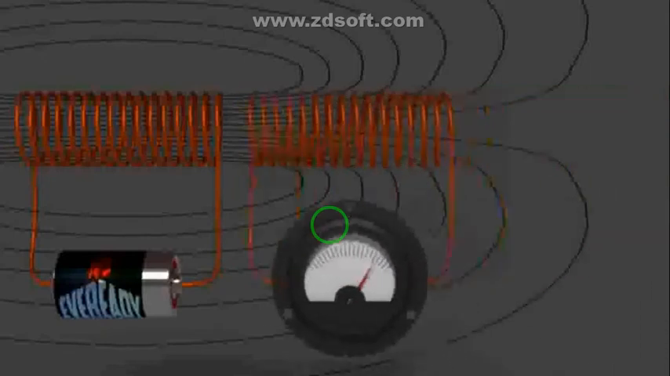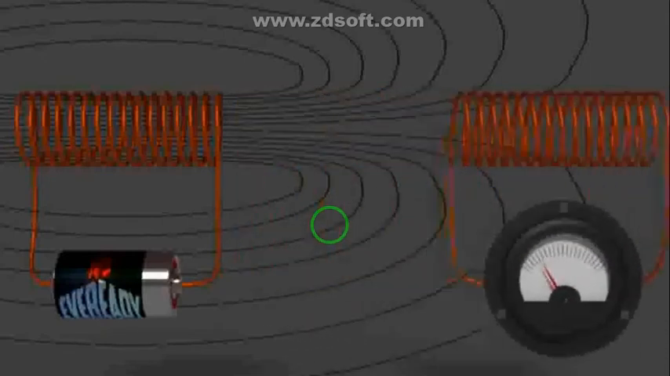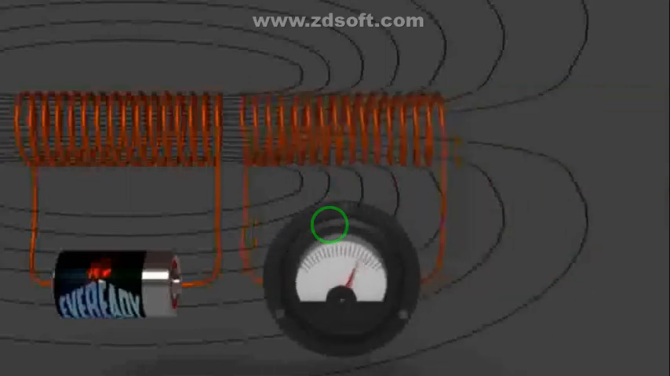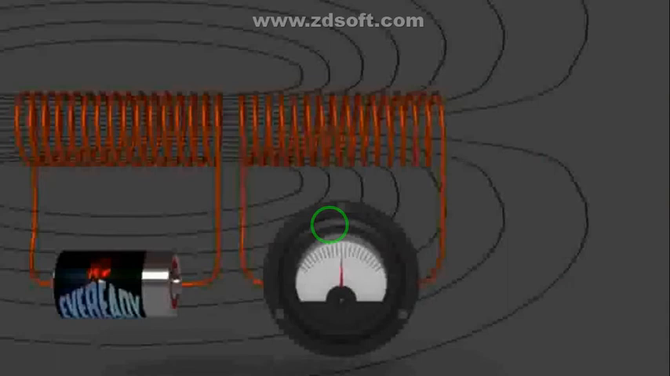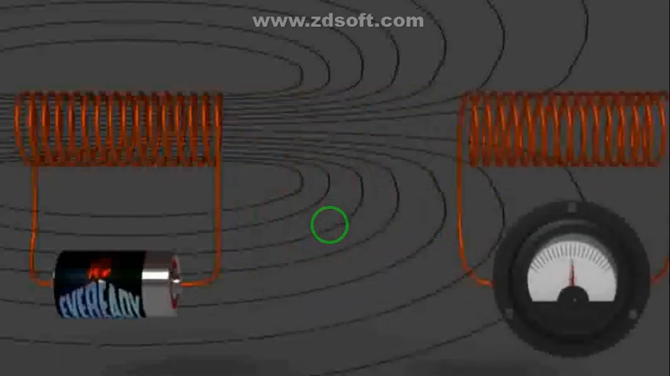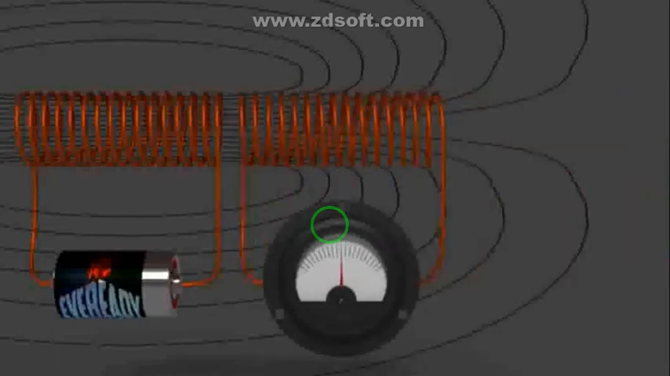Now we can observe that during the movement of the second coil, the pointer of the galvanometer deflects, and it indicates that some voltage is induced across the second coil while it is moving.